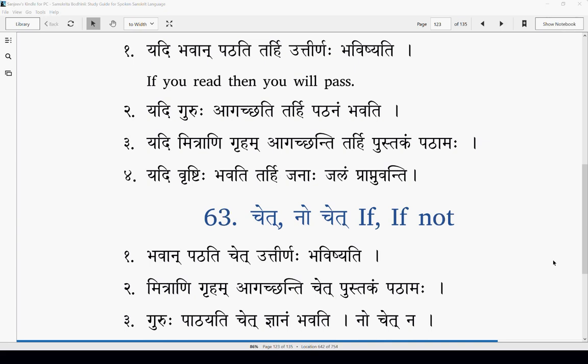Same thing: yadi vrushti bhavati chet. See, that chet is not correct here, because I used yadi. Vrushti bhavati chet bahihi kridamaha, no chet chitram pashyamaha. So you can use anything else here.